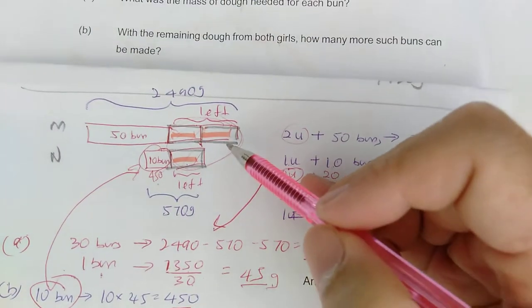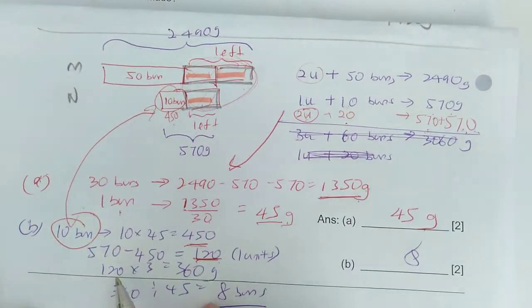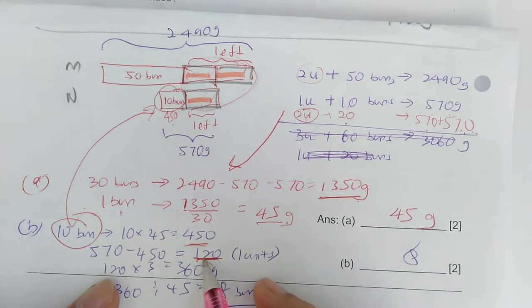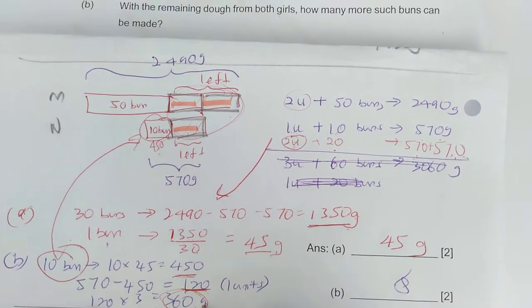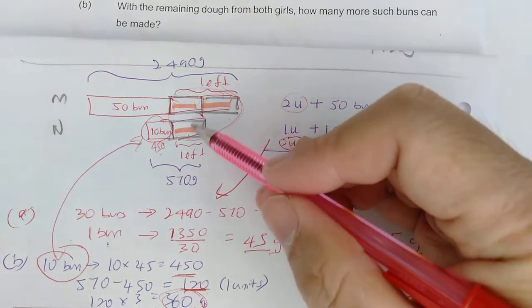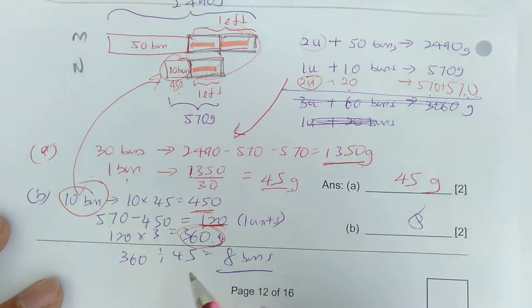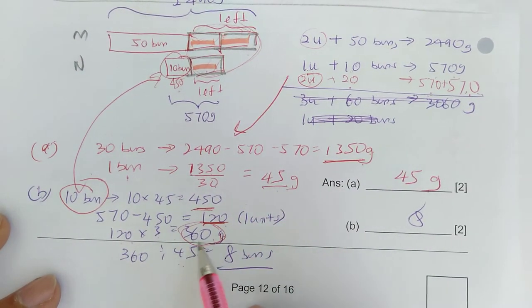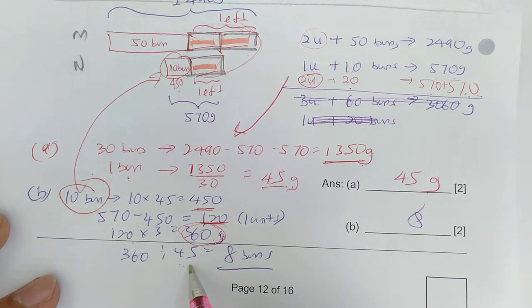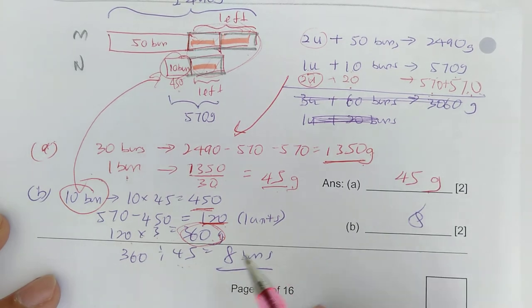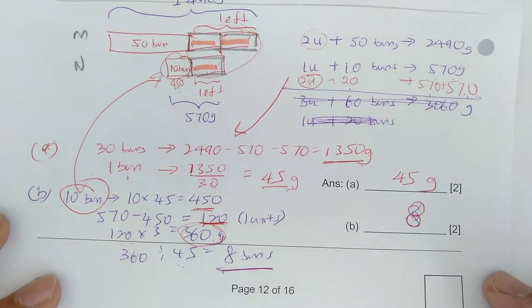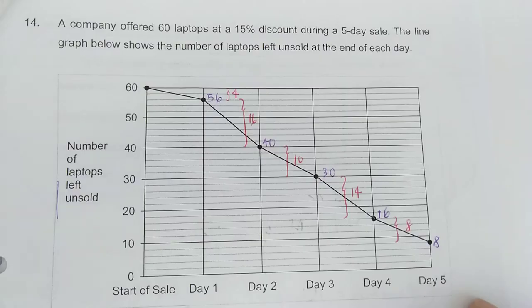Then, there are 3 units here, right? So, 120 times 3, I get 360 grams. This tells me this is the amount of dough left from both Mabel and Nuru combined. Now, since one bun requires 45 grams to make, and this is all the dough that is left, we simply use 360 divided by 45. We have enough dough to make exactly 8 buns. So that's the answer for part B, 8 buns.